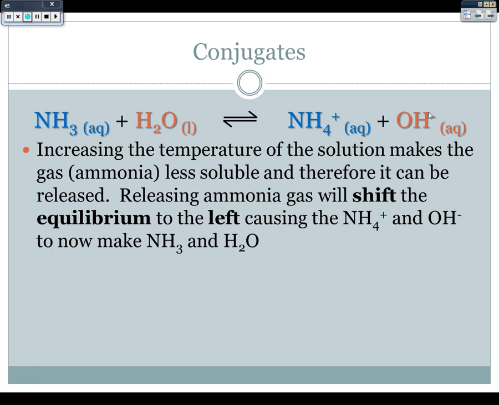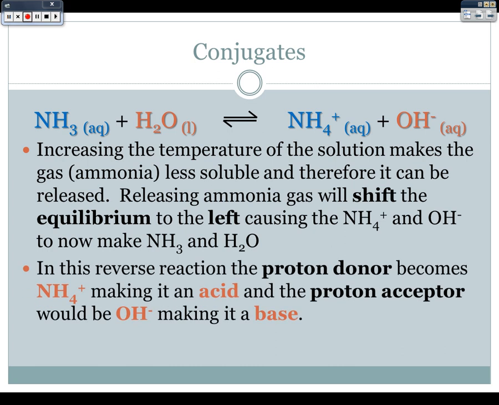Now, when those are being used to try and replenish the NH3 and H2O, they now become, in themselves, proton donors and proton acceptors in the reverse reaction. So the proton donor becomes NH4+. It has an extra hydrogen that would be willing to be given away, making it an acid. And the proton acceptor is going to be the OH minus because it could accept another hydrogen, making it the base. These are called conjugate pairs.